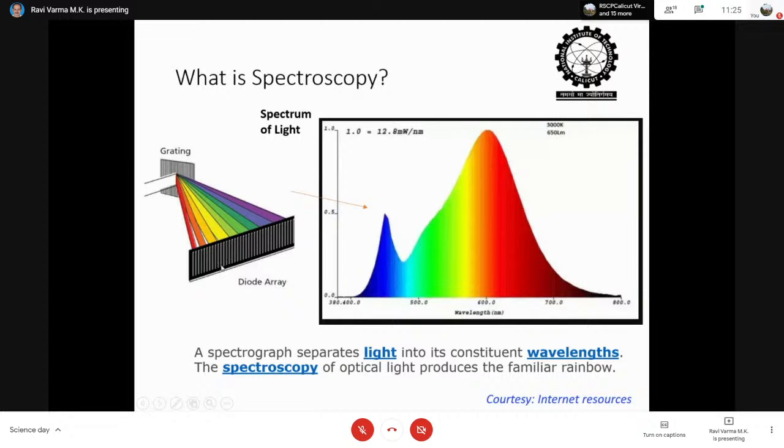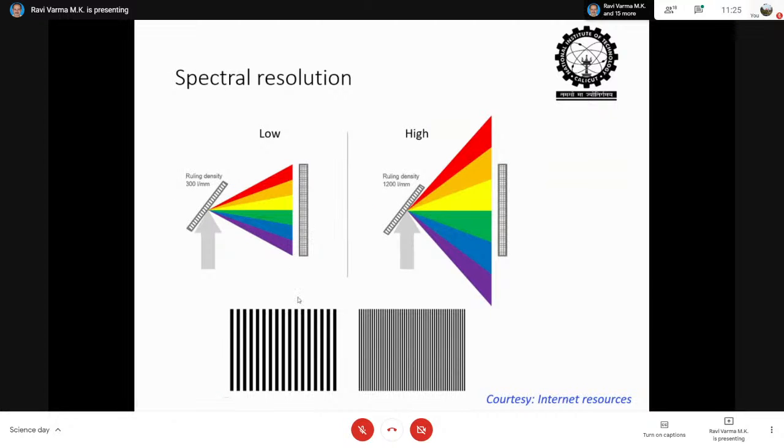And now I can ask, what if I change the number of lines in the grating? Here, if you change the number of lines in the grating, you can see on the left side that is 300 lines per millimeter. On the right side, you have 1,200 lines per millimeter. So what is the difference here?